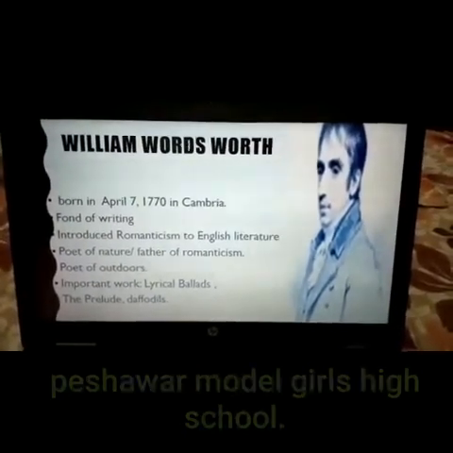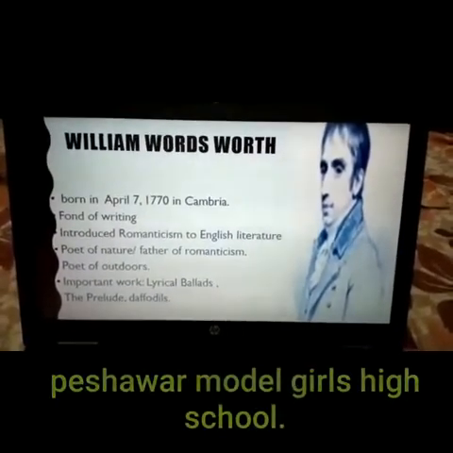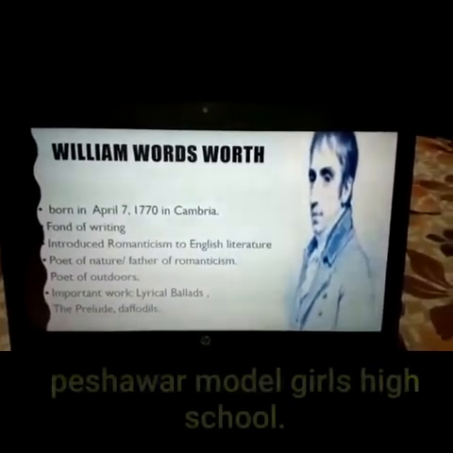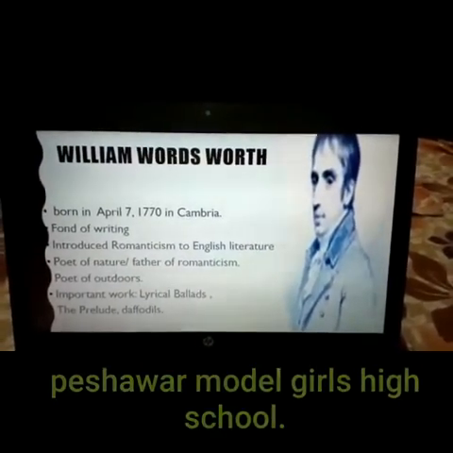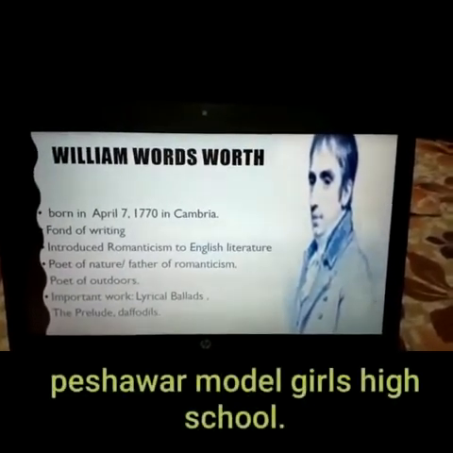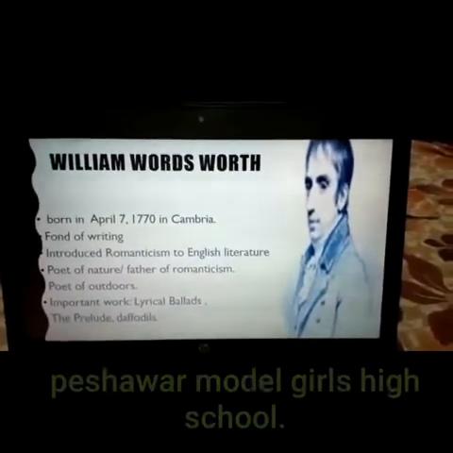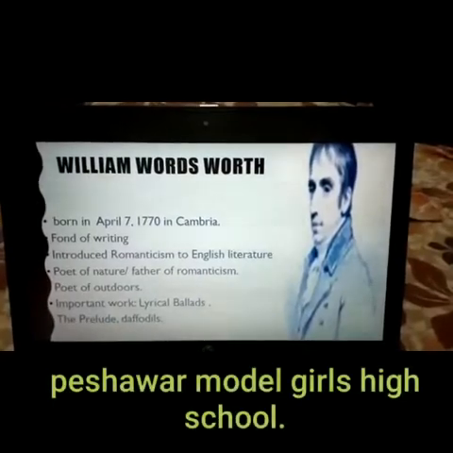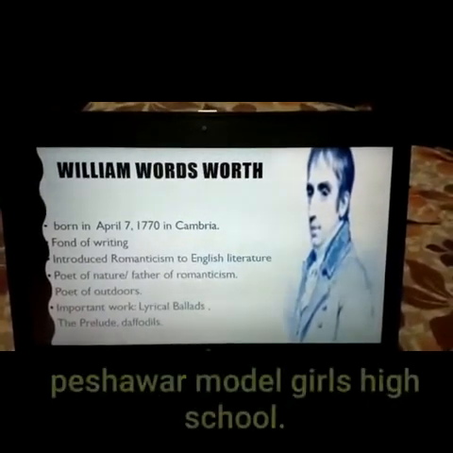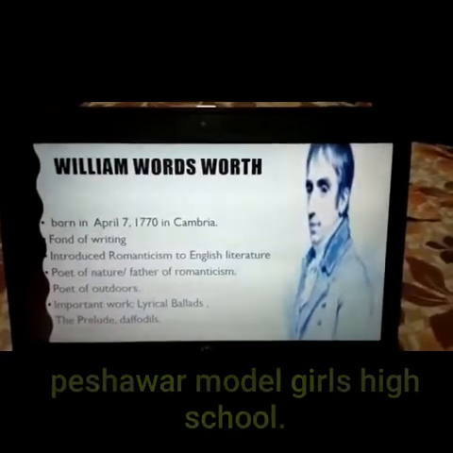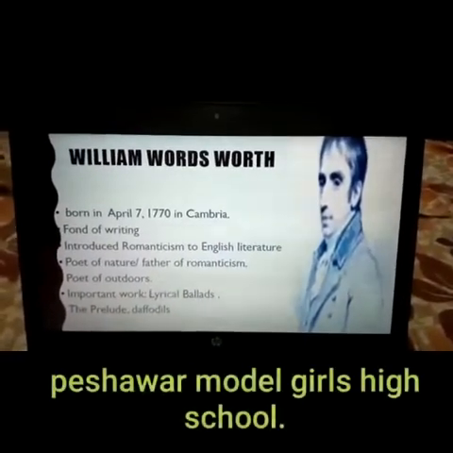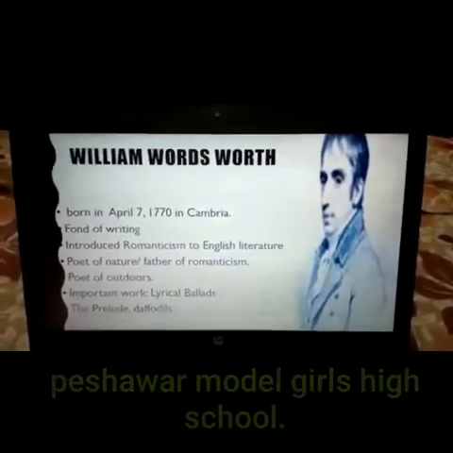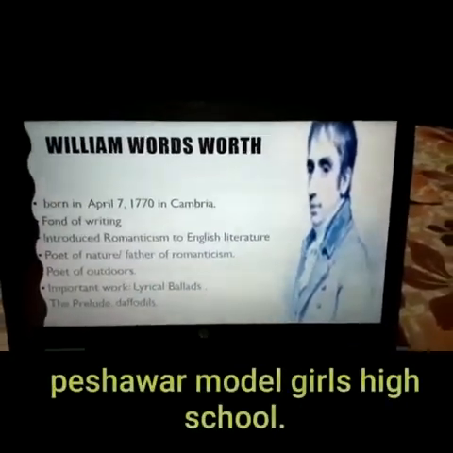William Wordsworth, in his early childhood, was amid natural beauty. His school was at Hawkshead, which was indeed a place of natural beauty, where he wrote his first poem. So we can say that from his early childhood, he was fond of writing. He introduced romanticism to English literature. His poems were inspired by powerful emotions, a declaration of romantic principle. This is why he was given the title of poet of nature and father of romanticism, and this is why he was called the person who introduced romanticism to English literature, because of these very qualities.